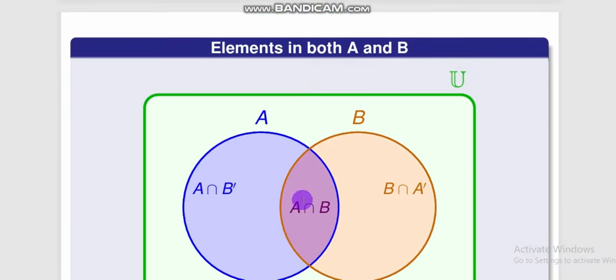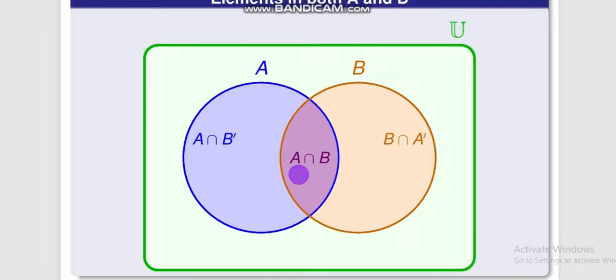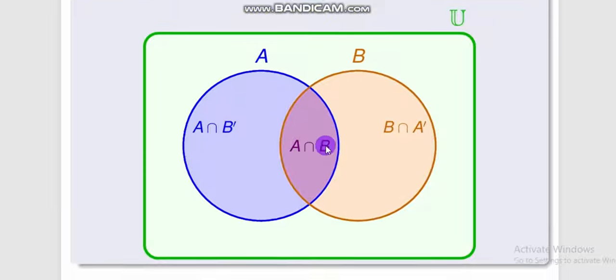The third region is where the two sets agree: A intersection B. You see the region A intersection B. This is the region. So there is no complement here. You can see that there is no complement here.